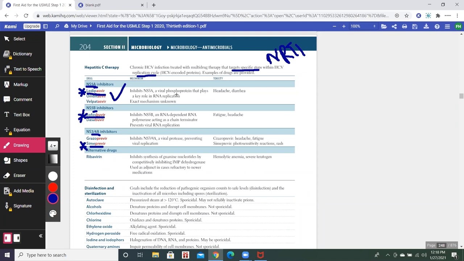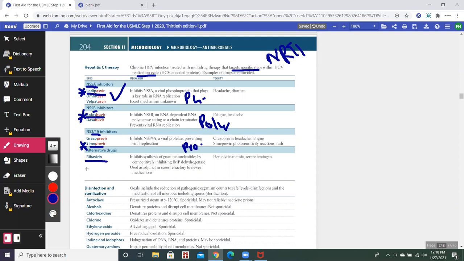So over here, this is basically a phosphoprotein. This is basically a protease. And this is an RNA-dependent RNA polymerase. This is just a polymerase. So you can condense your knowledge accordingly. NS5A, phosphoprotein; NS5B, polymerase; NS3/4A is a protease.